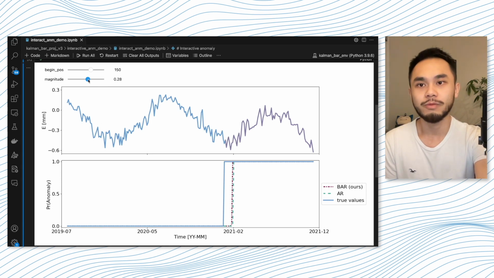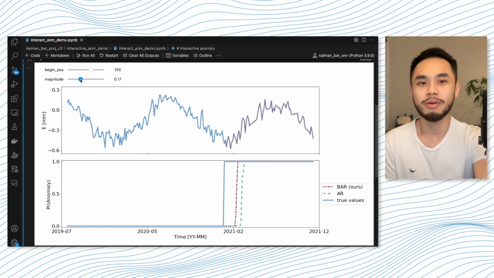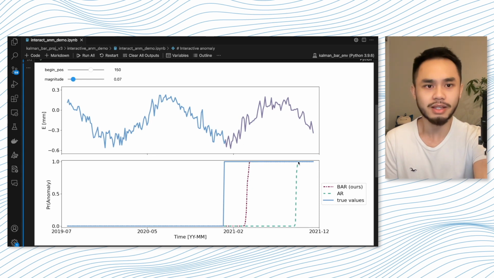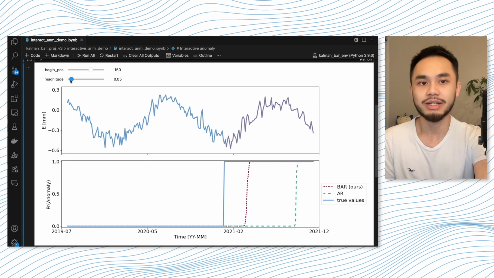If I further reduce the magnitude of this anomaly, it gets more difficult for us to say that this is abnormal, and so for our models. The AR model will take more time to detect this magnitude. The BAR can still identify it within a maximum of 3 months. And if I further reduce it, even the AR model would miss this anomaly, and our BAR can still identify it.